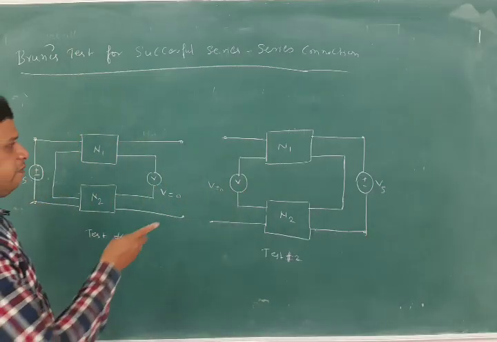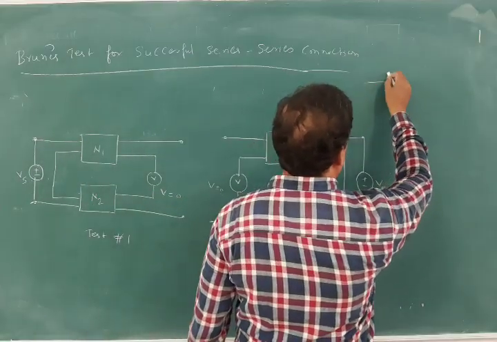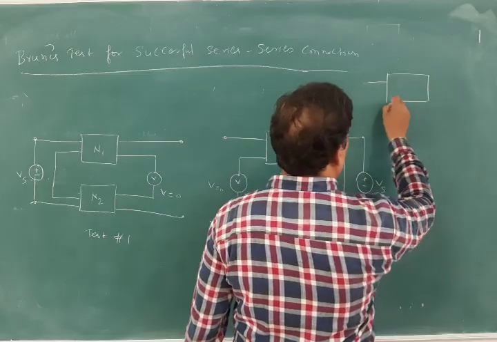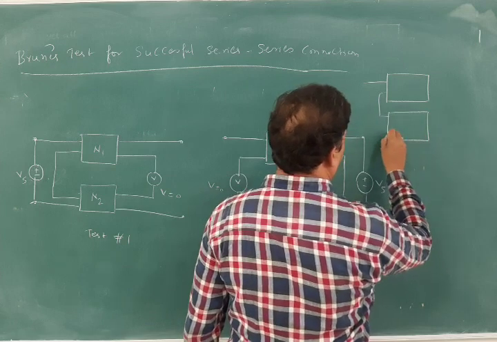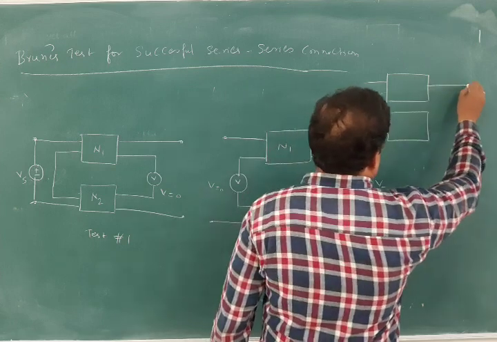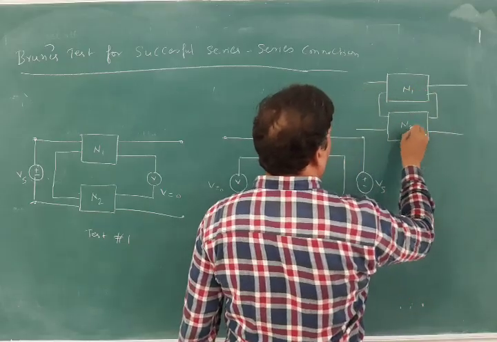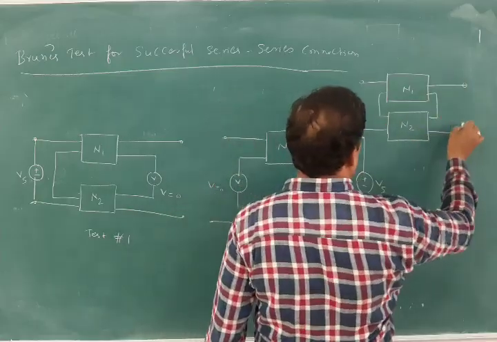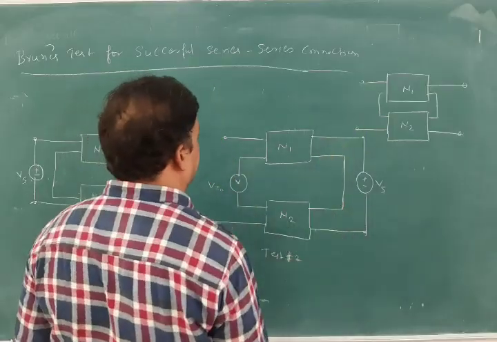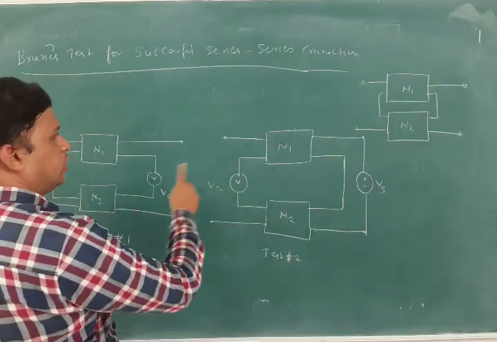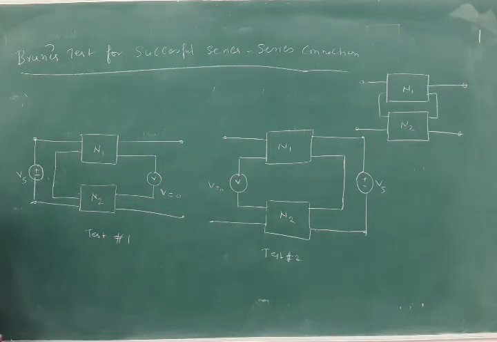So if both are satisfying, the proposed network will be like this, with the terminals interconnected. N1 and N2 will be interconnected successfully if both these tests are qualified. N1 and N2 can be joined like this if these two tests are okay. So we will see the next combination, Bruns test, now.